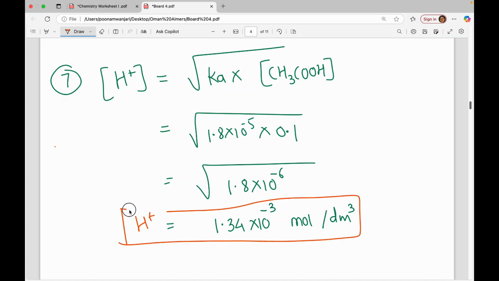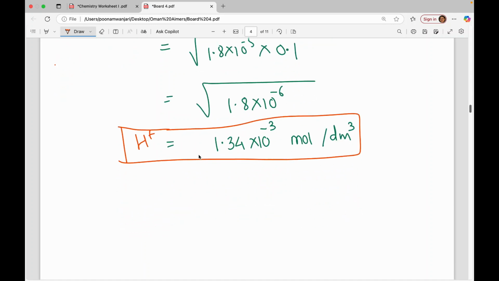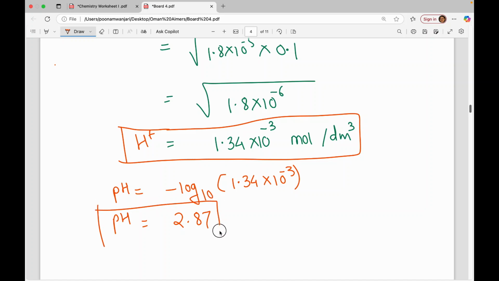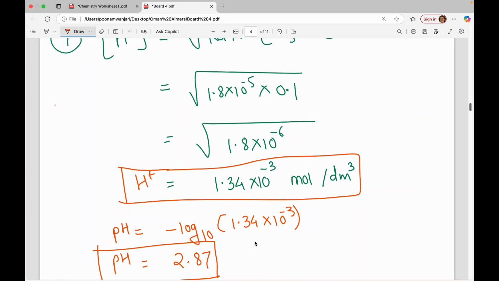Now put your pH formula. pH is equal to negative log. If you want to put base 10, put it, otherwise no need. Negative log of 1.34 into 10 to the power -3. Direct answer, students: 2.87. So the pH of 0.1 mole per dm cube of acetic acid solution is equal to 2.87. If you need, take a screenshot.